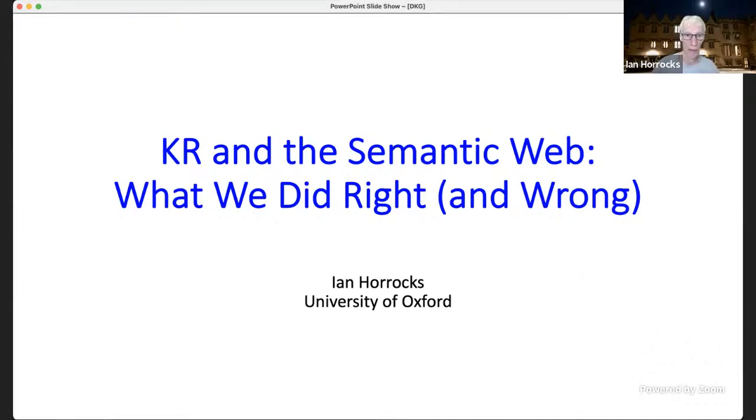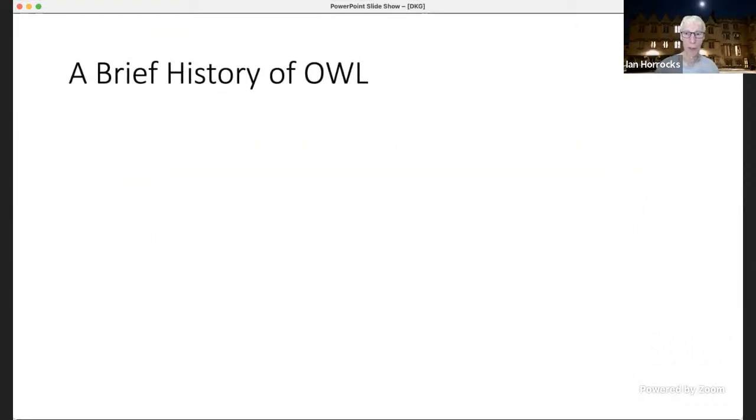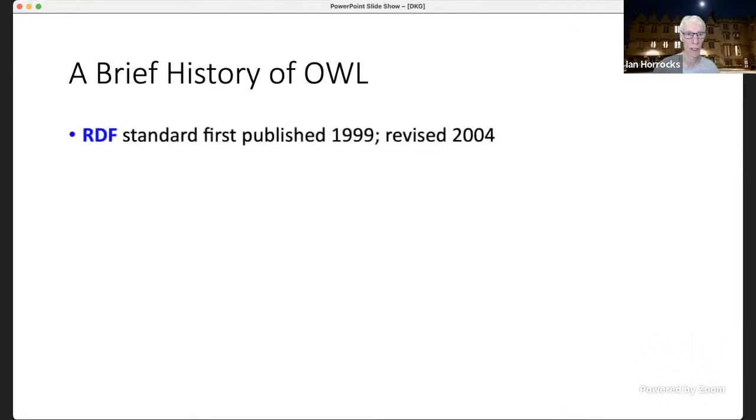Good. Okay, so knowledge representation in the semantic web. What have I got to tell you about that? Well, I thought I'd just start out with a brief history of OWL, which probably isn't new to most of you, but this will all be a rather personal perspective. That's the luxury I have in giving these kinds of talks.